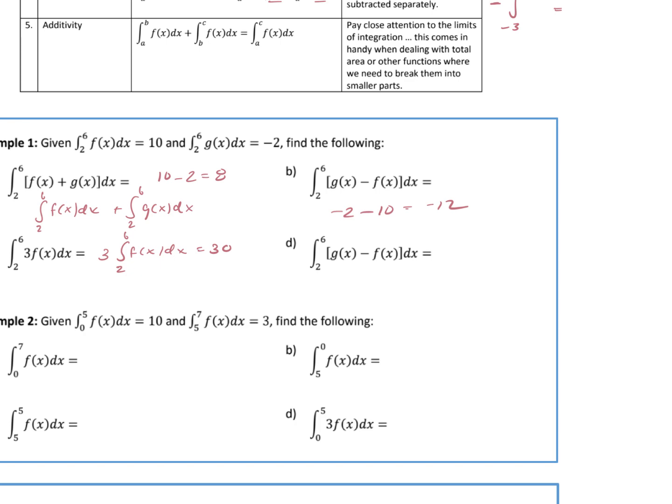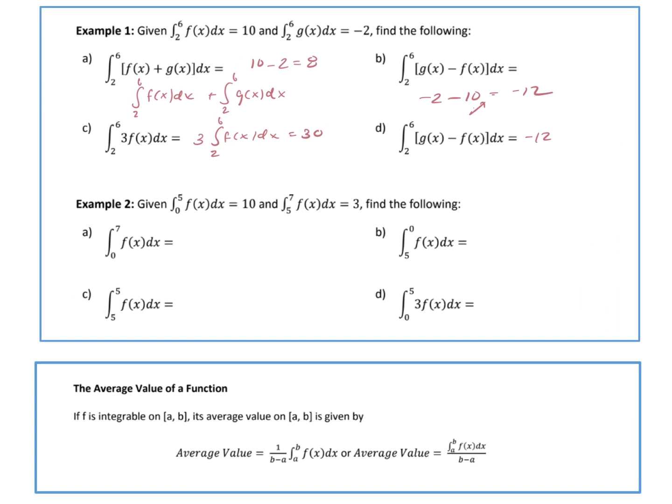Yeah, so this one's going to be negative 12. It's the same as that question. All right, for this one, they give us 0 to 5, 5 to 7. So they want us to go from 0 to 7. So we can say from 0 to 5 plus from 5 to 7. So we're going to get 10 plus 3, which would be 13.